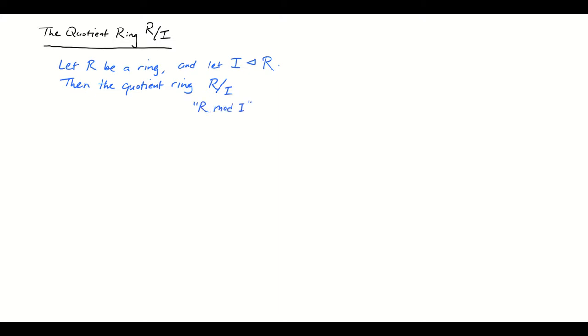In this video, we are finally going to construct the quotient ring R mod I, where I is an ideal of the ring R. All right, so let R be a ring, and let I be an ideal of R. Okay, so then the quotient ring R mod I, and that's how we pronounce it, R mod I, is the set of additive cosets of I in R under the following operations.